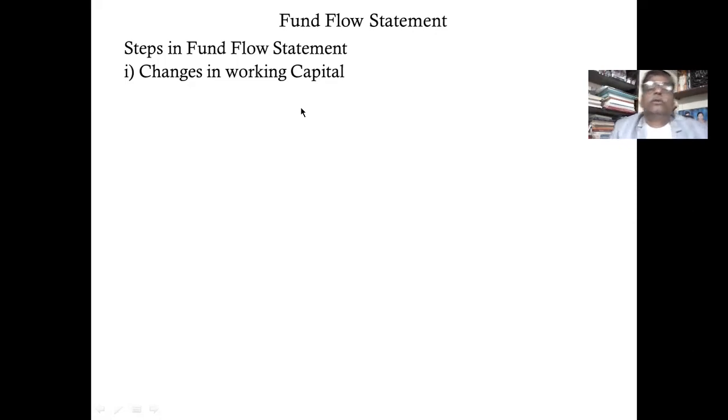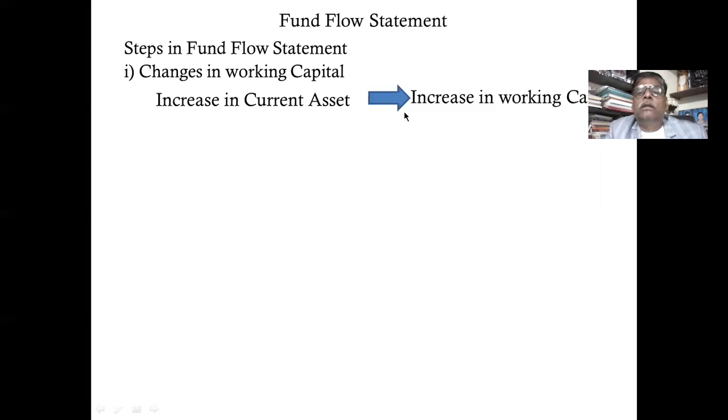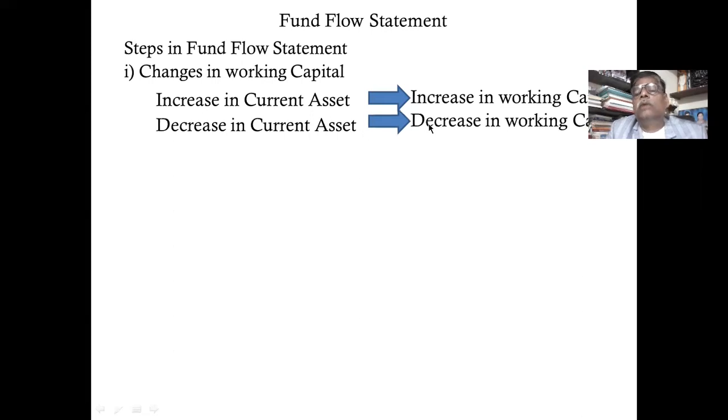Okay, so to prepare the statement, you remember if there is increase in the current asset, last year to current year, if there is increase in the current asset, that increases the working capital. Remember this: increase in current asset, increase in working capital. Decrease in current asset, decrease in working capital.